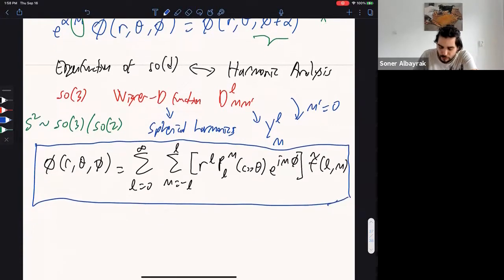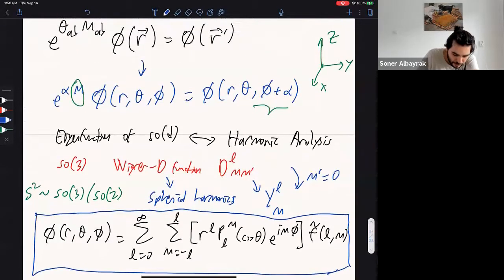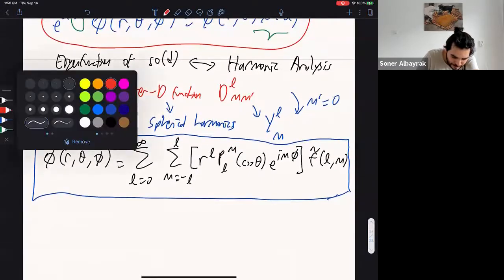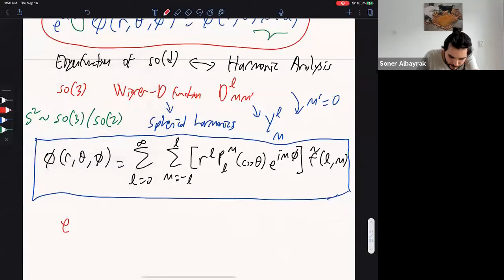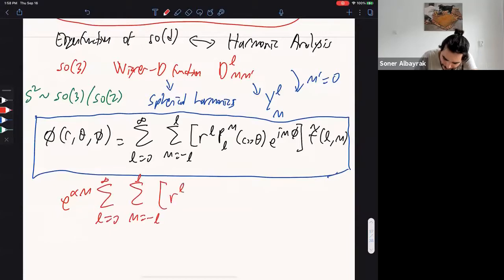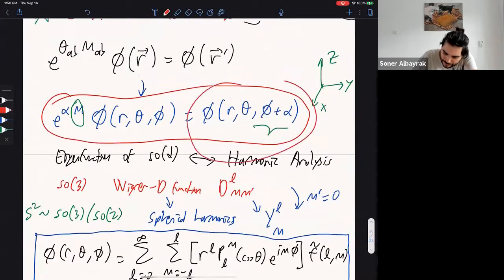I choose this expansion because that is the eigenfunction of the rotation in the xy plane. And indeed, if we now use this relation, we see that e to the alpha M times this sum, L from 0 to infinity, M from minus L to L, R to the L, P_L^M of cosine theta, e to the i M phi, times the Fourier coefficients a_LM, is equal to this rotated guy, right?